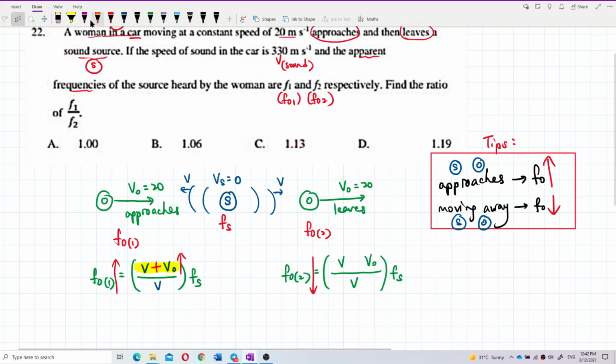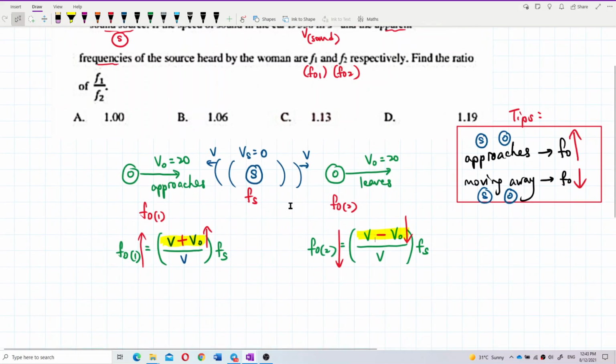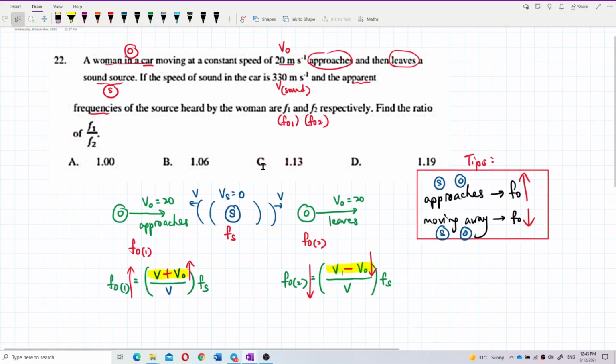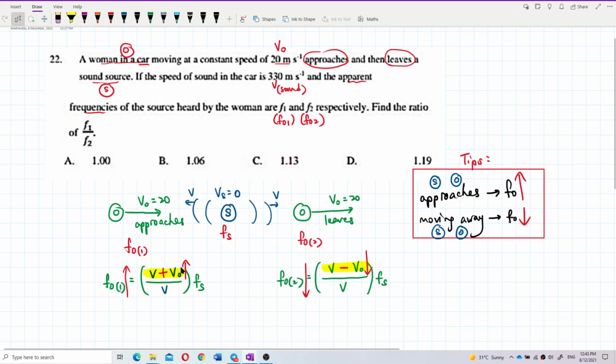So now this observer leaving means observed frequency should decrease. To decrease, how to manipulate the top? If leaving, observed frequency decreases, so the top here needs to decrease, isn't it? So I need to minus. That's it. That's the formula. That's the key. We minus so that the top here becomes smaller, so the observed frequency becomes smaller. Here we need to plus because we need to make this thing bigger so that the observed frequency is bigger. Understand? That's the trick.